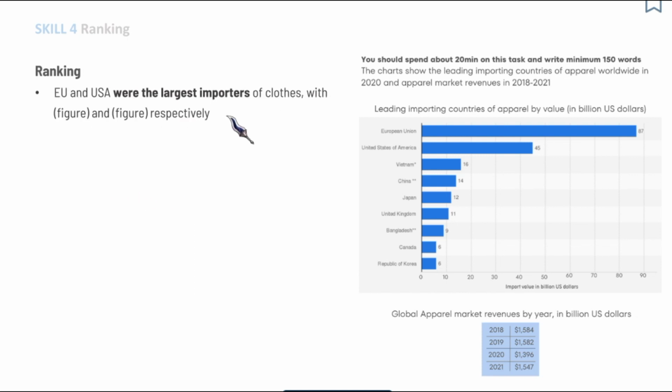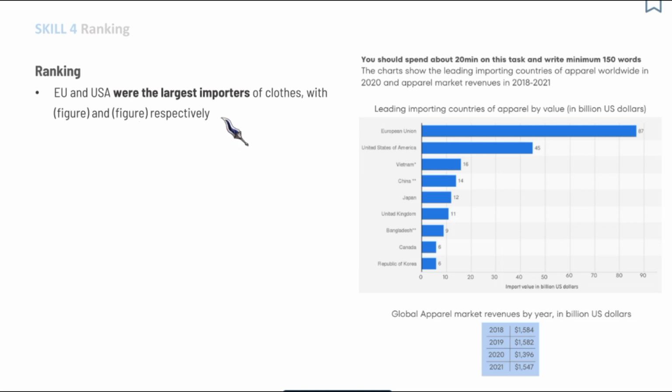It is also possible to combine information about 2 or 3 leading countries. In our case, this is European Union and USA, like this. EU and USA were the largest importers of clothes with figure and figure respectively.